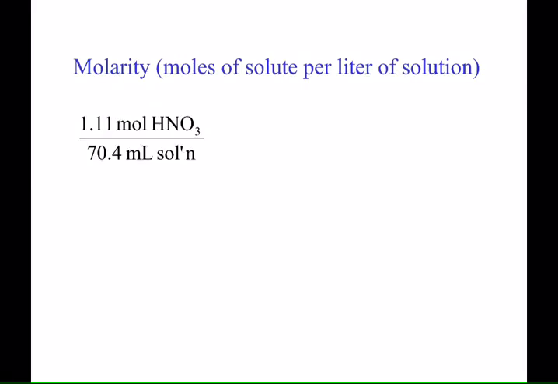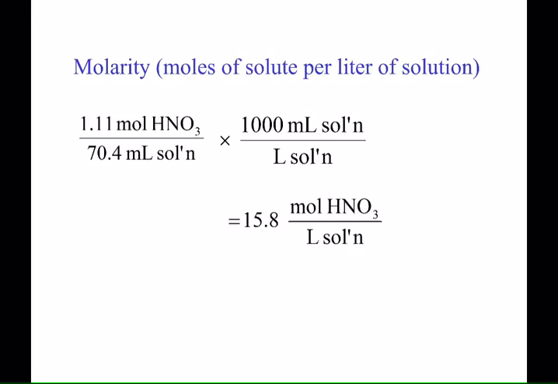I think I would have taken this all the way to liters, and I'm going to have to fix this. Here's tacking on that term. Take the 1.11 moles of HNO3 over the volume of 70.4 milliliters, and insert 1,000 milliliters over 1 liter. Rounding to 3 sig figs, you're looking at a molarity of 15.8. Seems pretty high, 15.8 molar. I would just put a big M there instead of moles of HNO3 per 1 liter of solution. Same thing.